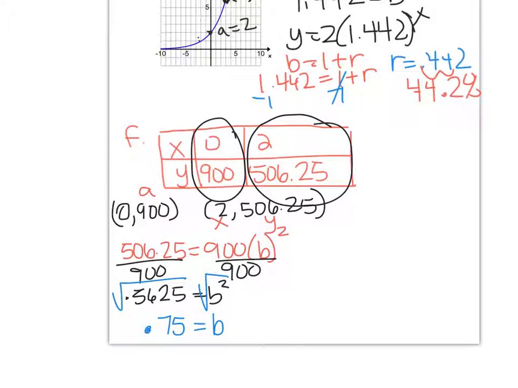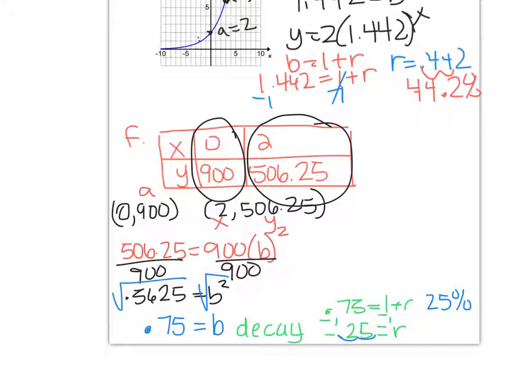So since that's smaller than 1, I know this is a decay. I know that b equals 1 plus r, so 0.75 equals 1 plus r. And then subtract 1, so negative 0.25 equals r. So move the decimal 2 spaces to the right, so it's a 25% decrease because it was negative.